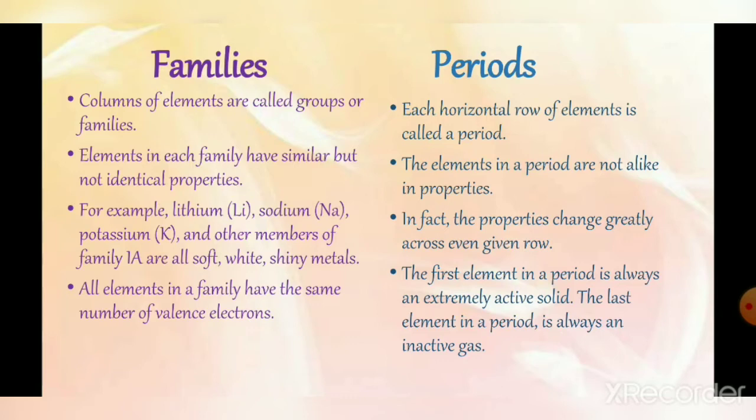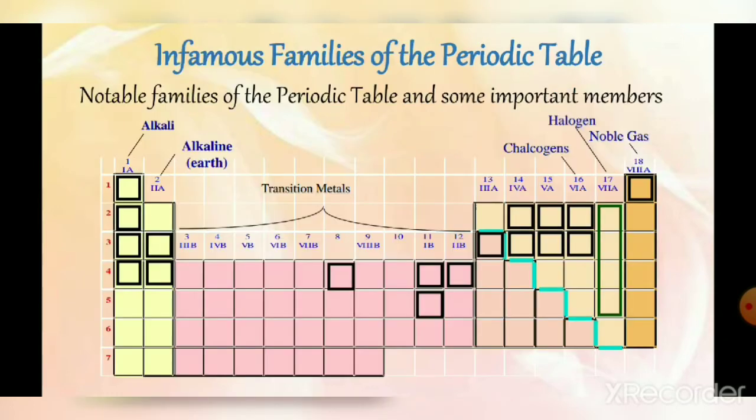In case of a period, the first element in a period is always an extremely active solid. The last element in a period is always an inactive gas. So this is the difference between groups, or families, and periods. Now moving towards the next point, that is notable families of the periodic table.